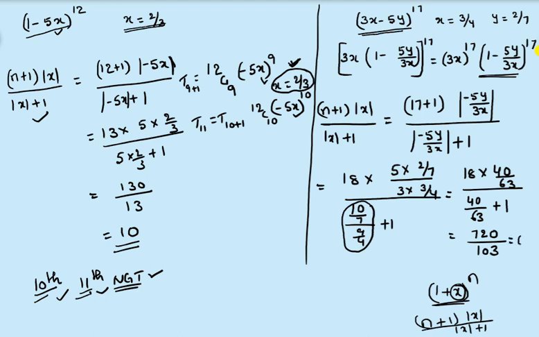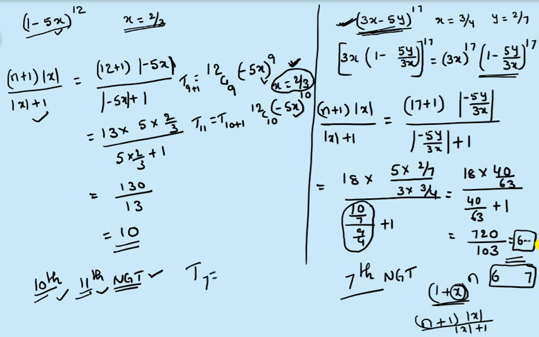Check this simplification, 720 divided by 103, you will get 6 point something. That means we can say this value lies between 6 and 7. Then we can say the 7th term is the numerically greatest term in the expansion of (3x - 5y) whole to the power of 17. So here you find out the 7th term.